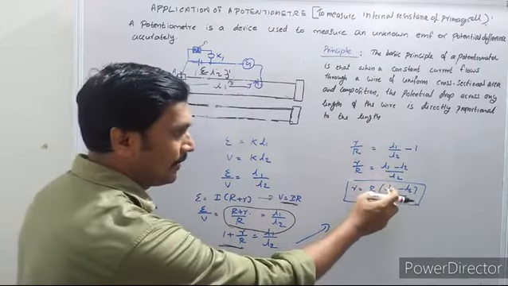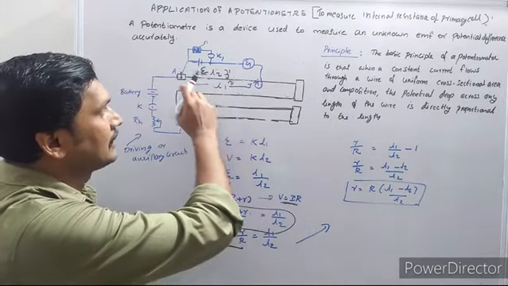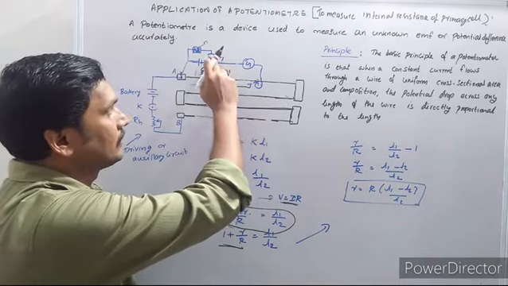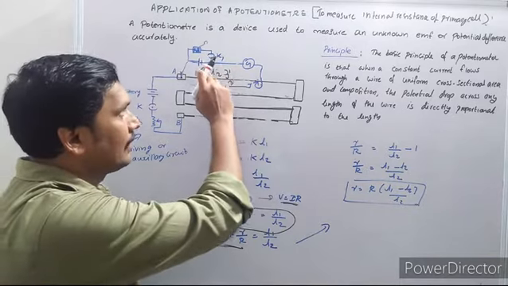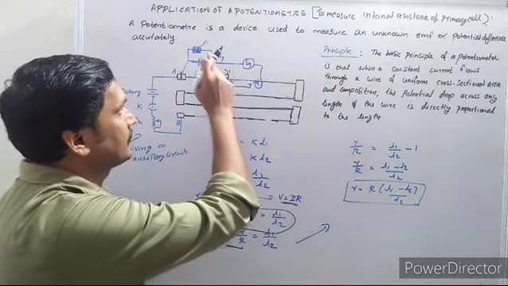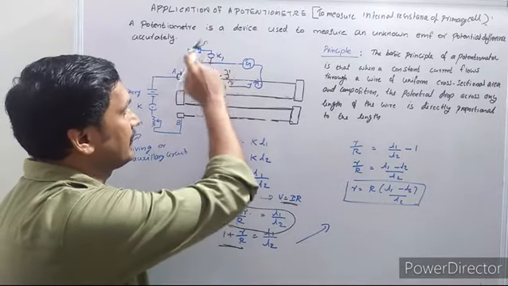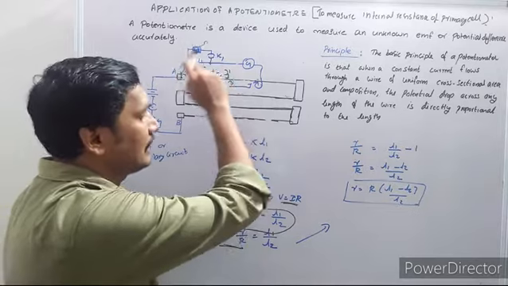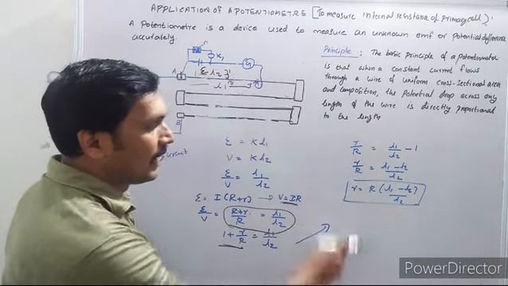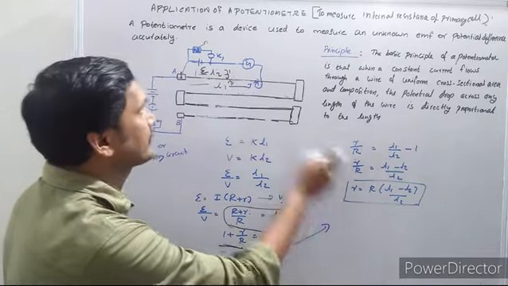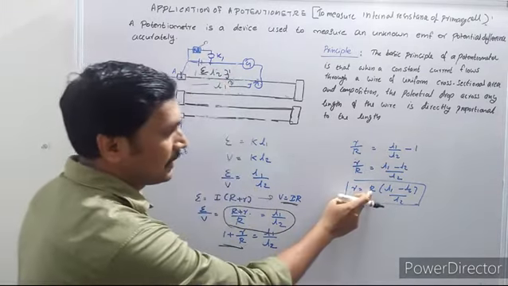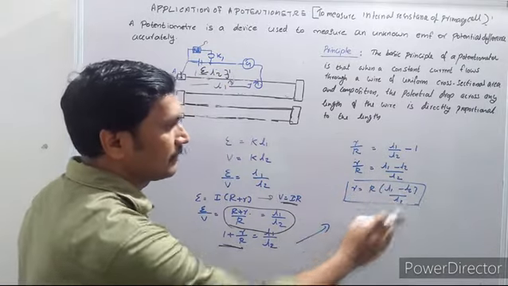What is L1? L1 is the balancing length corresponding to the EMF. We are not inserting the key here, no current is drawn from the cell, and that balancing length is L1. And what is L2? After inserting the key here, some current is drawn from the cell and that length is corresponding to the terminal potential difference, that is L2. So r is equal to capital R, the resistance added in the box, into L1 minus L2 divided by L2.